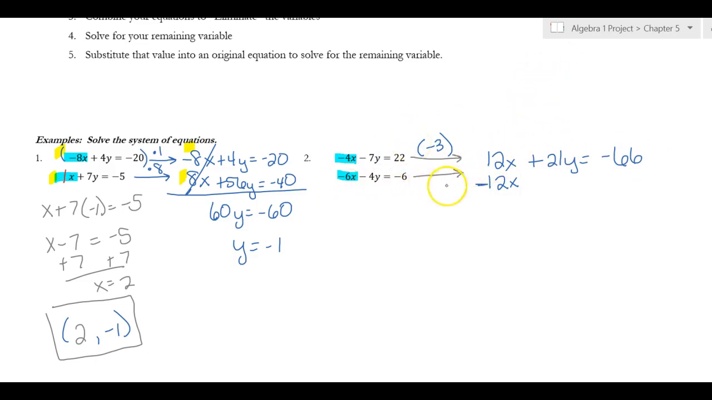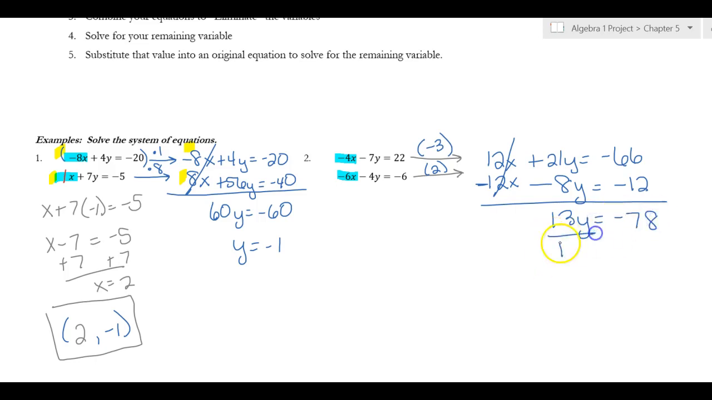Okay? And then down here on the second one, to get from negative 6 to negative 12, you have to multiply by 2. So I'm going to multiply that whole second equation by 2. So I get negative 12x minus 8y is equal to negative 12. My 12x's are gone, and I get 13y is equal to negative 78. And I divide by 13, and I'm pretty sure that's negative 6, and it is. So y is negative 6.